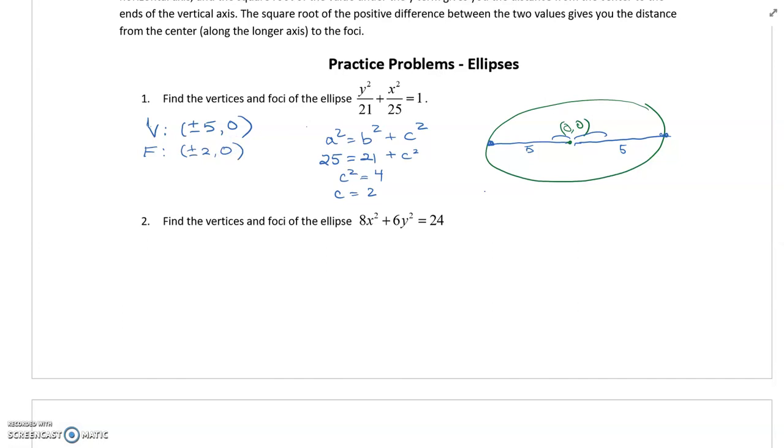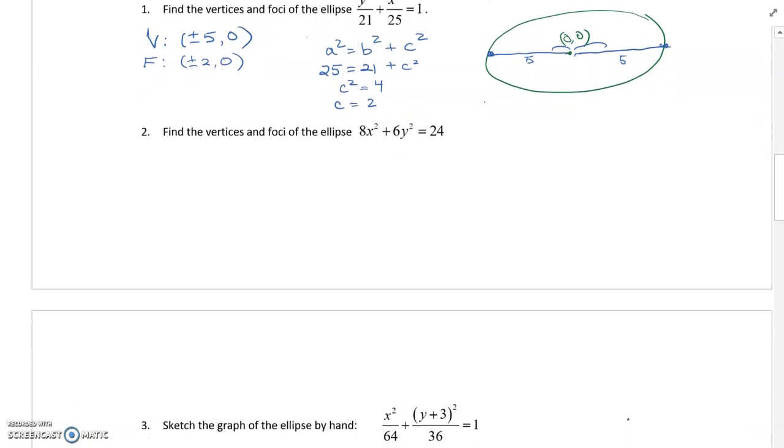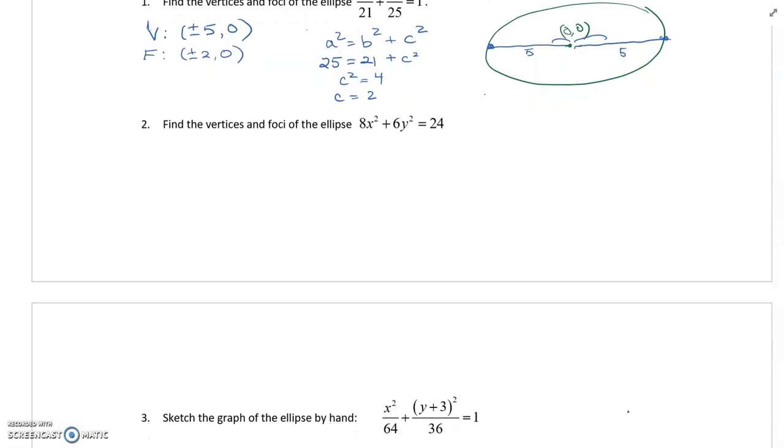Okay, the first thing you might notice about the next problem is that it's not in the standard form that we've seen for the ellipses. The 8 and the 6 seem like problems, but the first thing I'm going to address is the fact that it's not equal to 1, because every ellipse that we've seen is set equal to 1. And so I'm going to fix this by dividing through by 24 and see if that doesn't take care of all our problems.